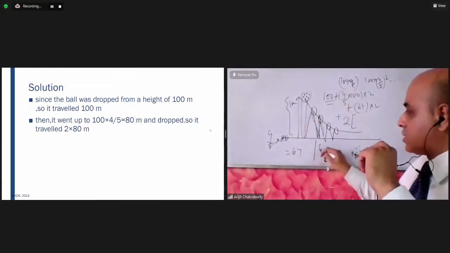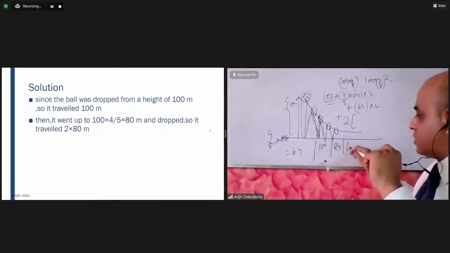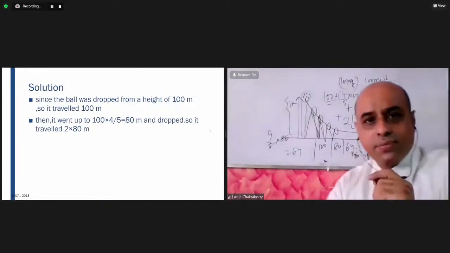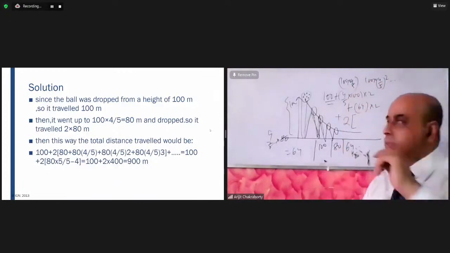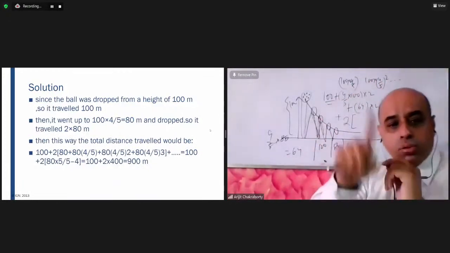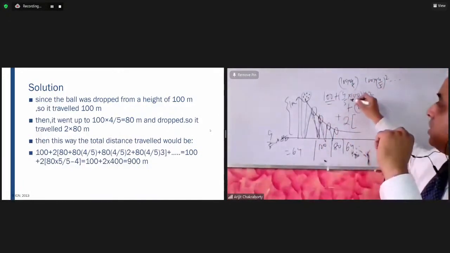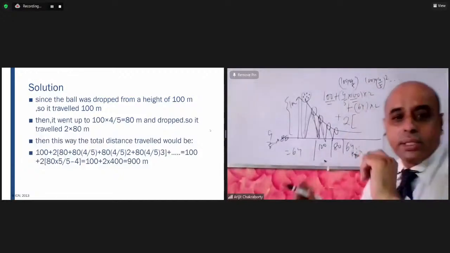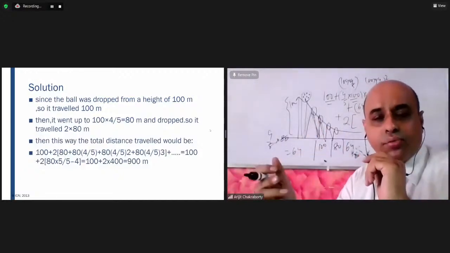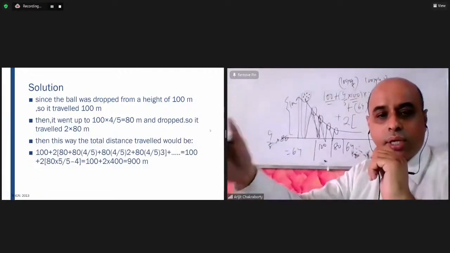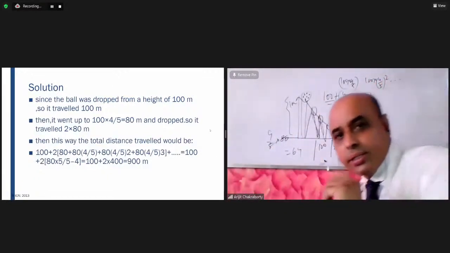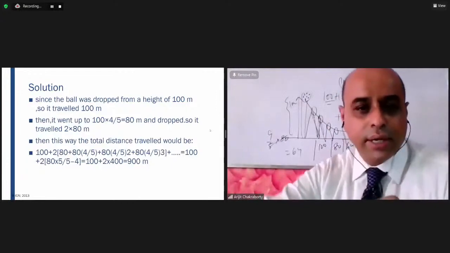So first height is 100, then 80, then 64, then 4/5 of 64, and in this way it moves. So the total distance it travels is 100 plus 2 into 80, since it starts from here, 80 plus 80 into 4/5 plus 80 into 4/5 square, and this way it moves. So finally what we are getting is, if you see, it becomes an infinite GP.